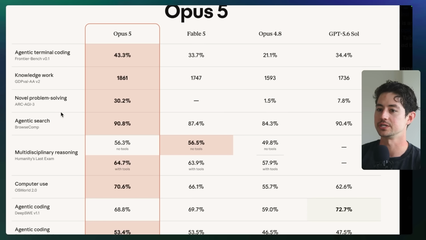At novel problem solving, using ArcAGI3, it scored 30.2%. Fable has not actually used this benchmark yet, so there's no stat here. Opus 4.8 scored 1.5%. So as a progression from Opus 4.8 to Opus 5, at least in the Opus series, this is a massive step up.